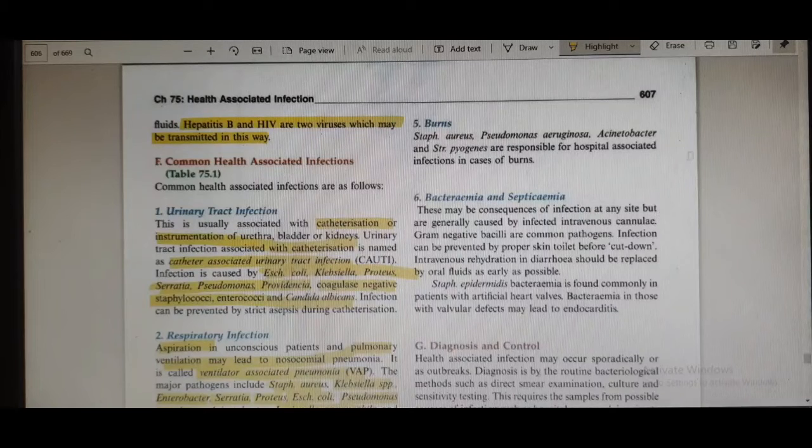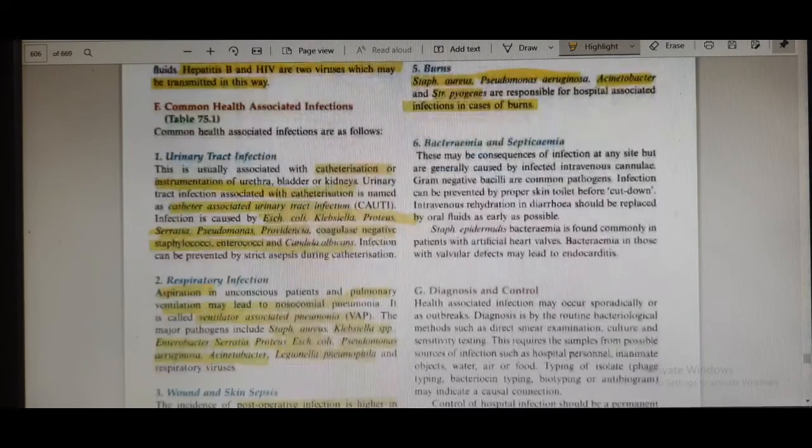Moving to burns, other commonly health associated infections involve Staphylococcus aureus, Pseudomonas aeruginosa, Acinetobacter, and Streptococcus pyogenes, the different microbes that cause infection in case of burns.